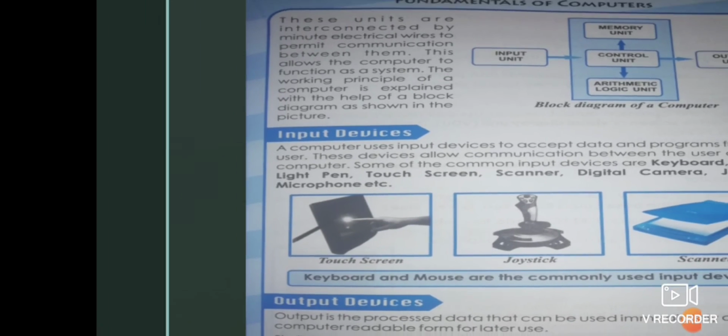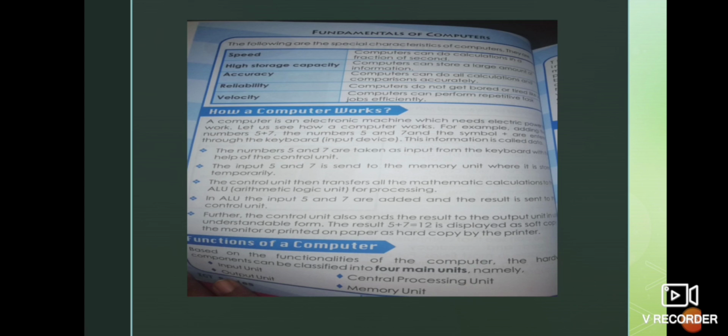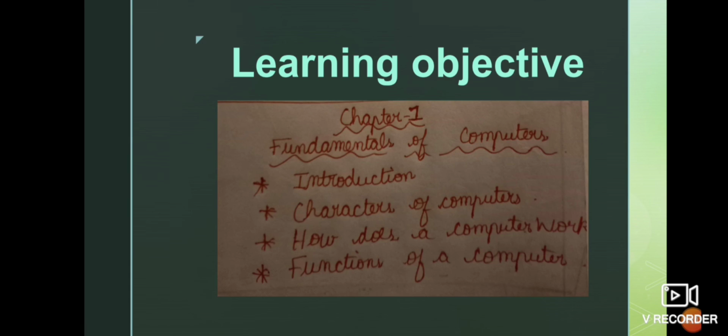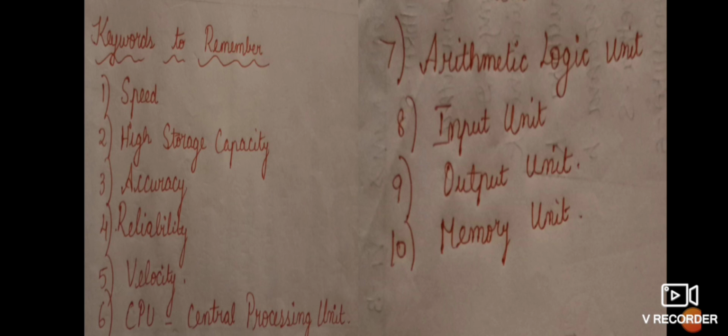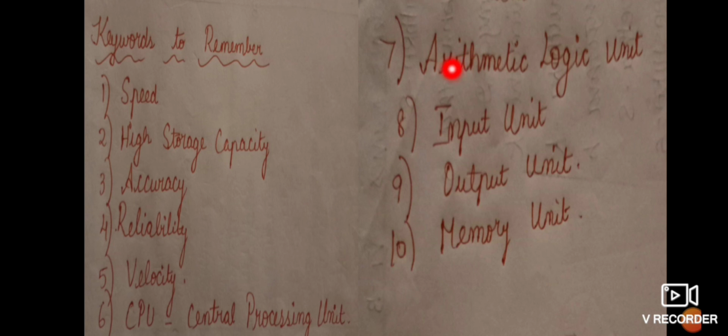So today you have learnt what a computer is, what the characteristics of a computer are, how a computer works, and finally the functions of a computer. These are the four topics we have discussed today. And the keywords to remember: first one speed, second one high storage capacity, accuracy, reliability, velocity, central processing unit CPU, ALU arithmetic logic unit, input unit, output unit and memory unit. These are the keywords to remember from today's topics.